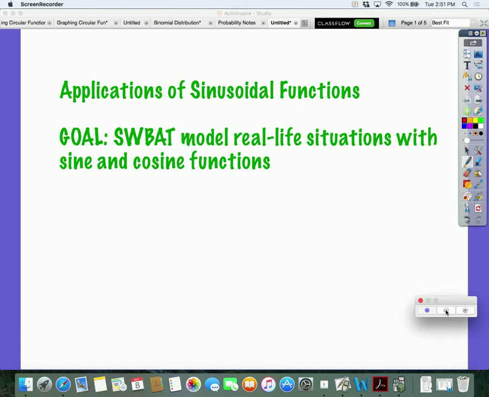So today we're talking about the applications of sinusoidal functions. And hopefully by the end of the period you will be able to model real life situations with sine and cosine functions.